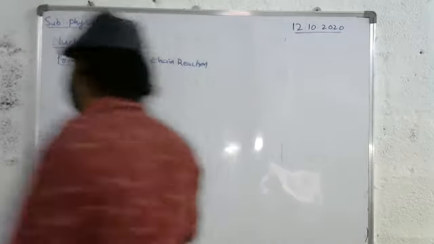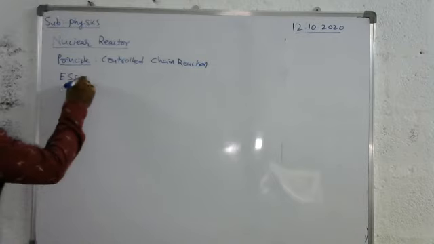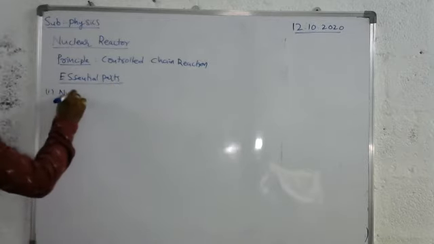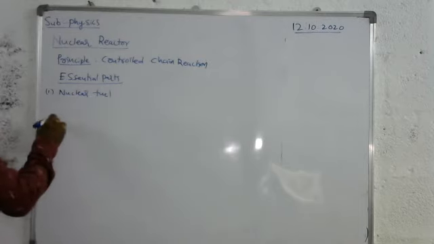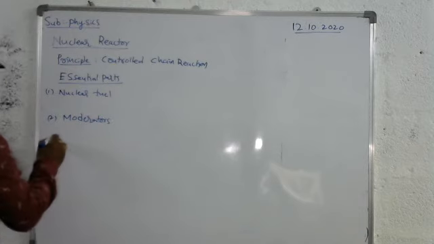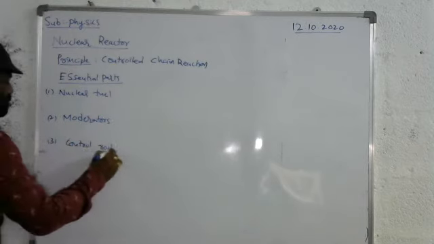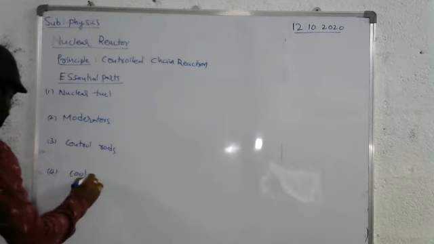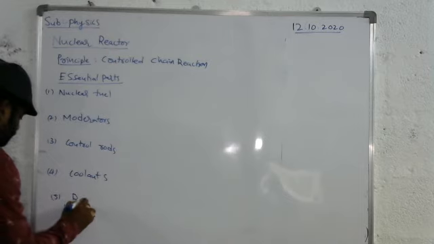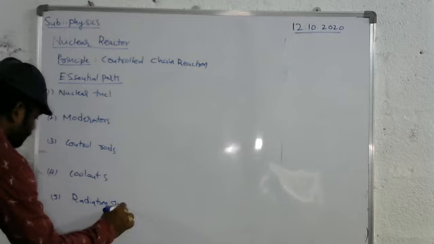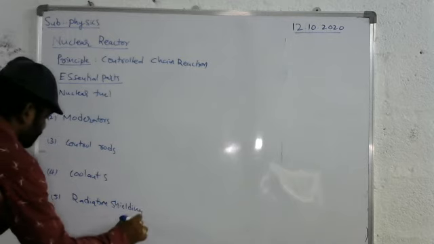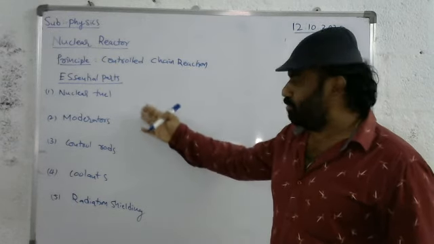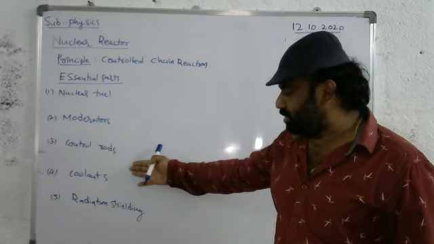The essential parts of a nuclear reactor are number 1, nuclear fuel; number 2, moderators; number 3, control rods; number 4, coolants; and number 5, radiation shielding.